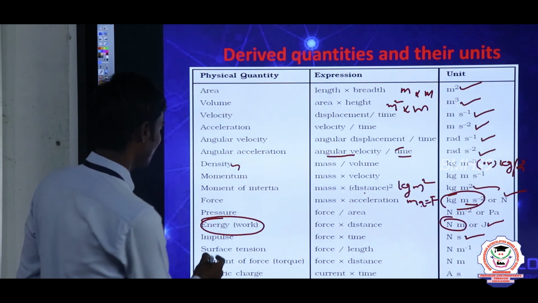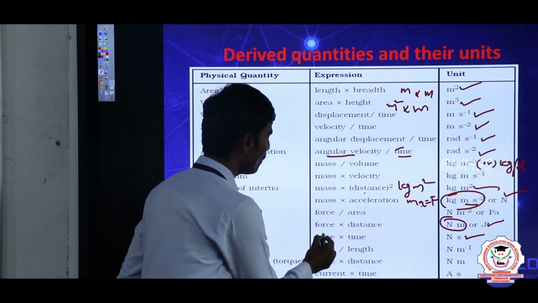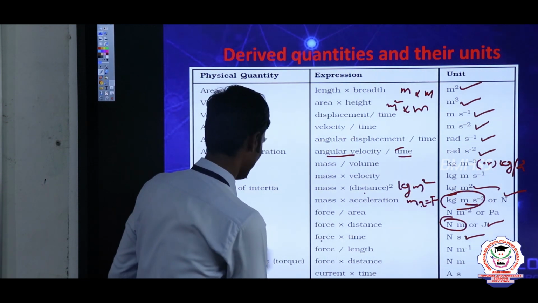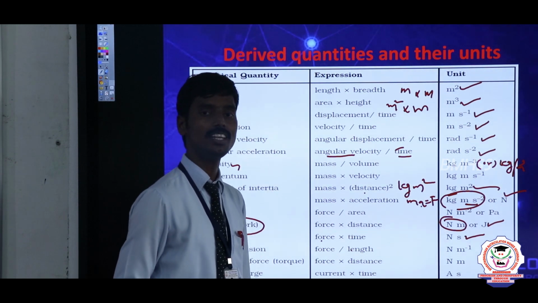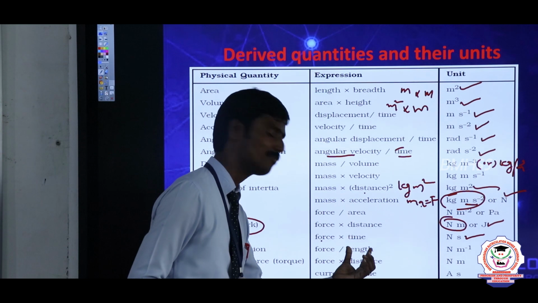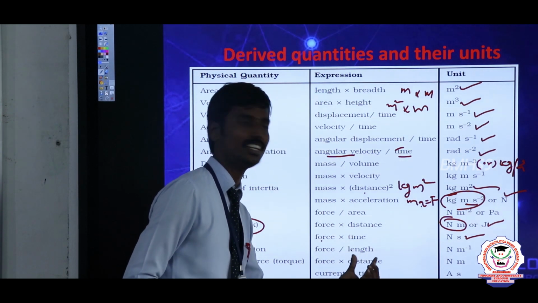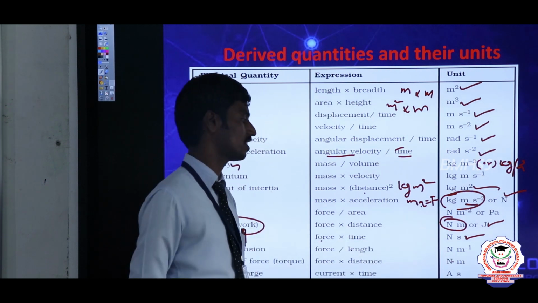The next one is surface tension. The general expression, that means the formula for surface tension, is force per unit length. What is the unit of force? Newton. How to measure length? Meter. Newton per meter. In other words we are calling it Newton meter inverse.